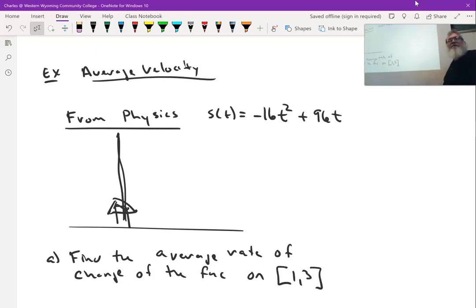So that's the time versus what position? T's time, S is the height, T's in seconds, and S is in feet. And we found the average rate of change from 1 to 3. So before we go on any farther, let's look at this as an animation.